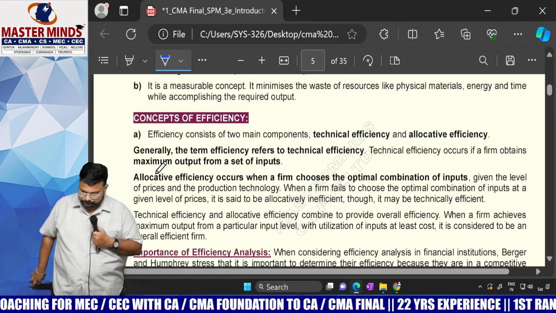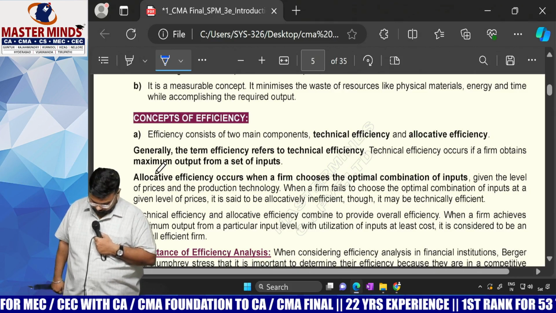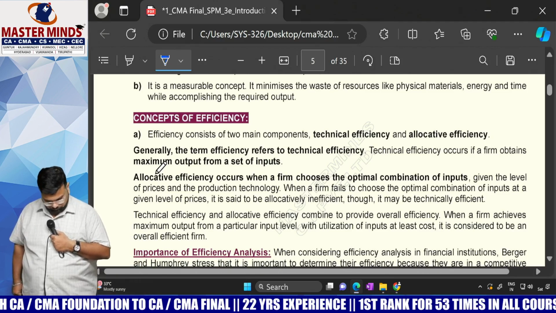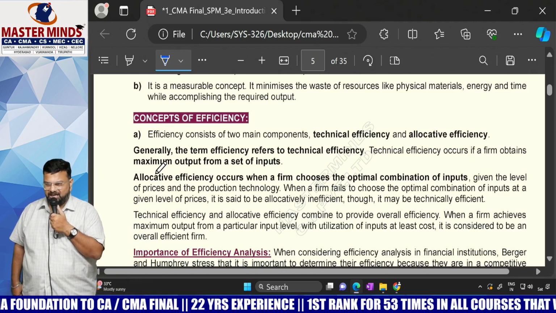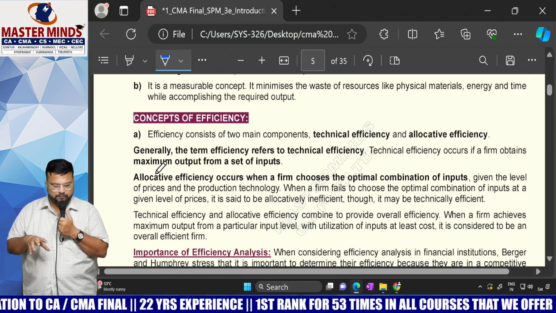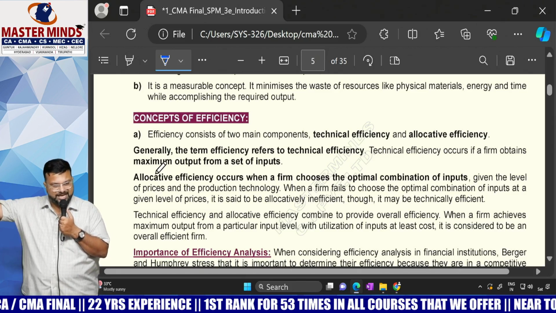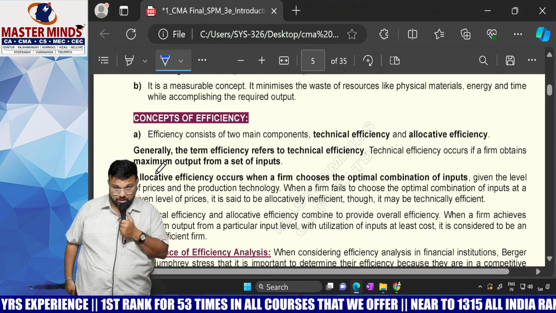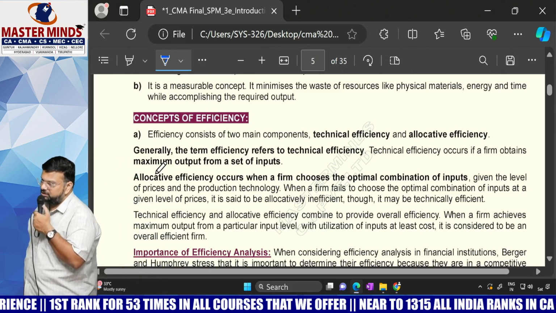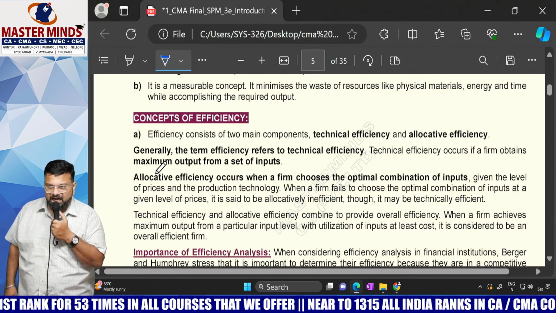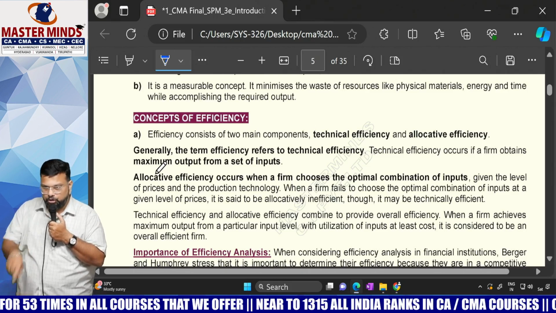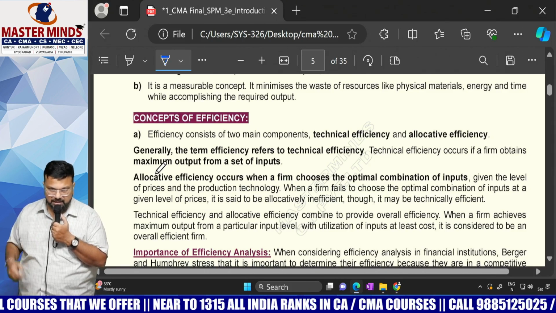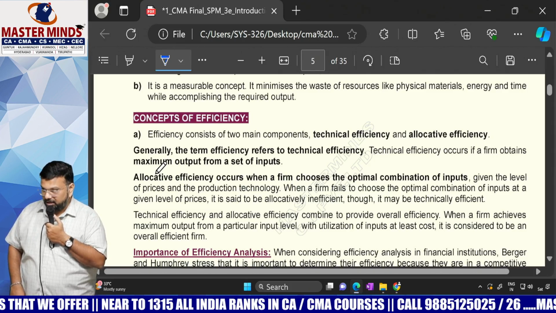Next, Nana. When a firm fails to choose the optimal combination of inputs at a given level of prices, it is said to be allocatively inefficient, though it may be technically efficient. See, resources were not properly allocated, but still they were able to produce maximum output from the given resources. So they are technically efficient, but unfortunately they are allocatively inefficient. Or the other way around. They may be allocatively efficient, but technically inefficient. In my earlier example, you were allocatively efficient, but technically you were inefficient because you did not qualify your exams. Am I clear, Nana? Next.